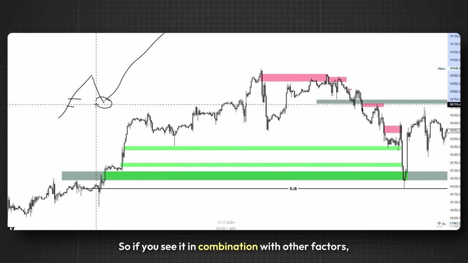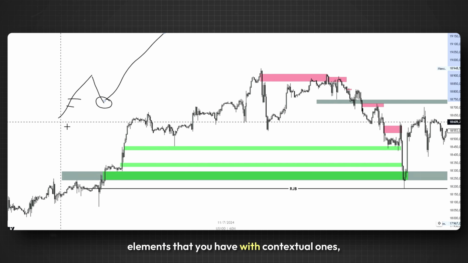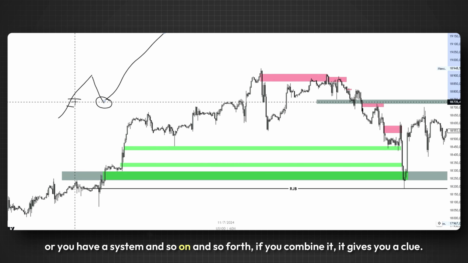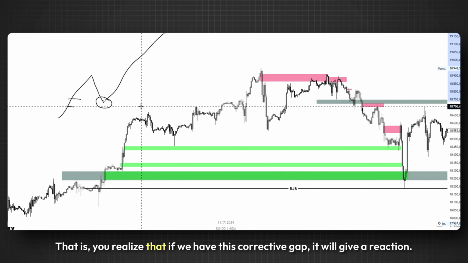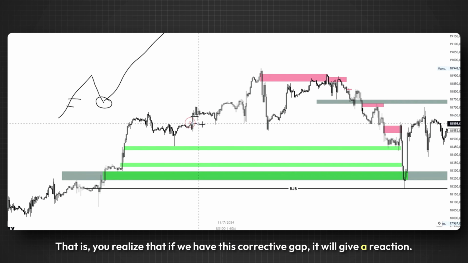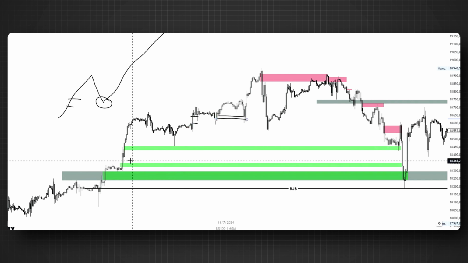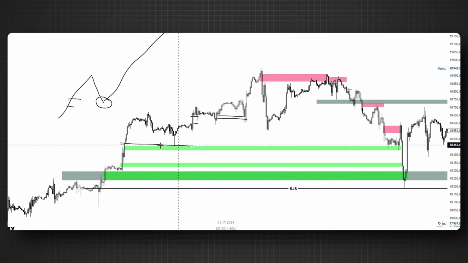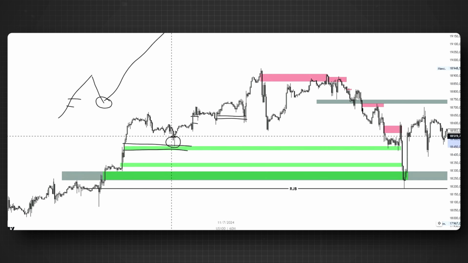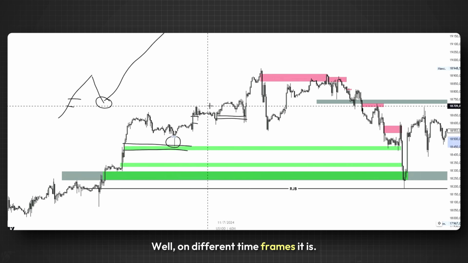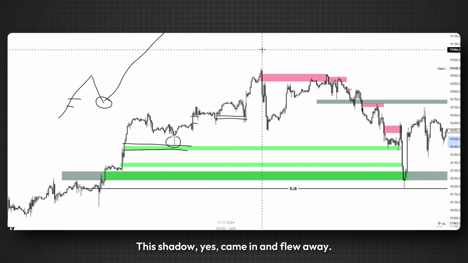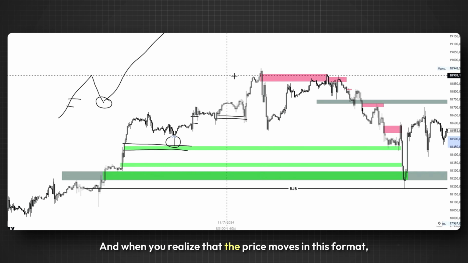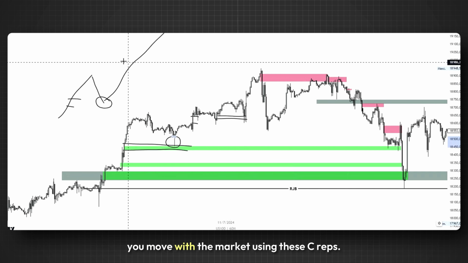So if you see it in combination with other factors, elements that you have, with contextual ones, or you have a system and so on, if you combine it, it gives you a clue. That is, you realize that if we have this corrective gap, it will give a reaction. The price will go somewhere. And usually there are a lot of them. Here it is, here it is, here it is, on different time frames. This gap also rebalances. This shadow came in and flew away. That is all hints.